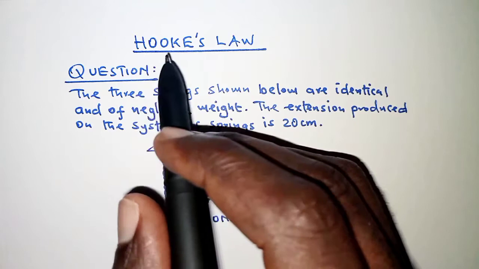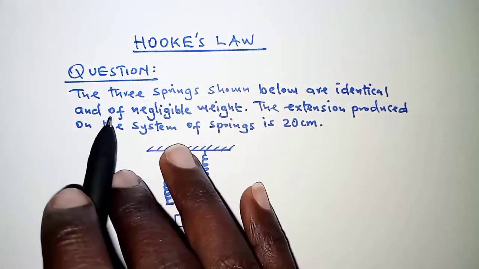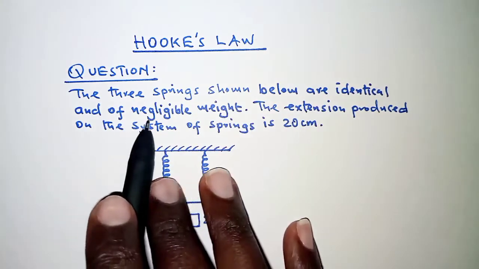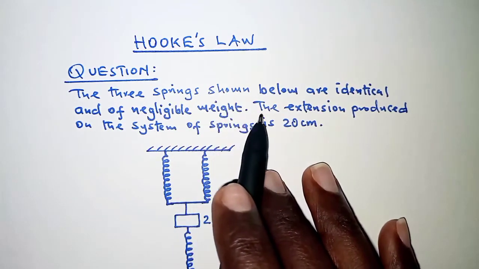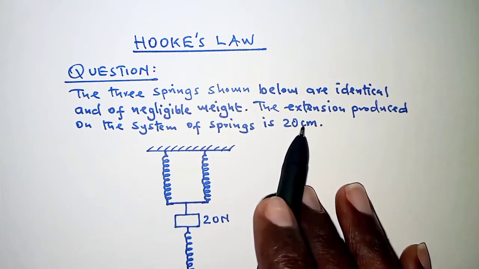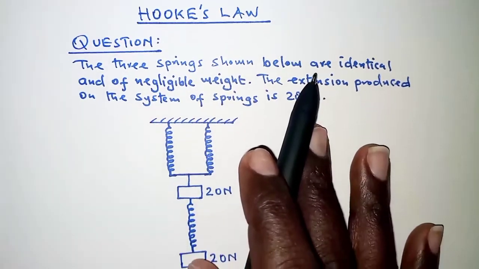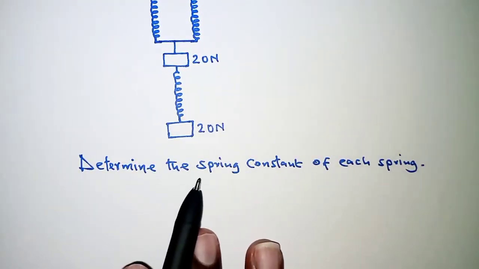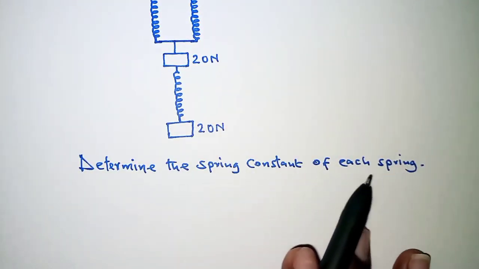The question today is on Hooke's law, and the question reads, the three springs shown below are identical and of negligible weight. The extension produced on the system of springs is 20 centimeters. So we have the diagram as shown. Then you're asked, determine the spring constant of each spring.